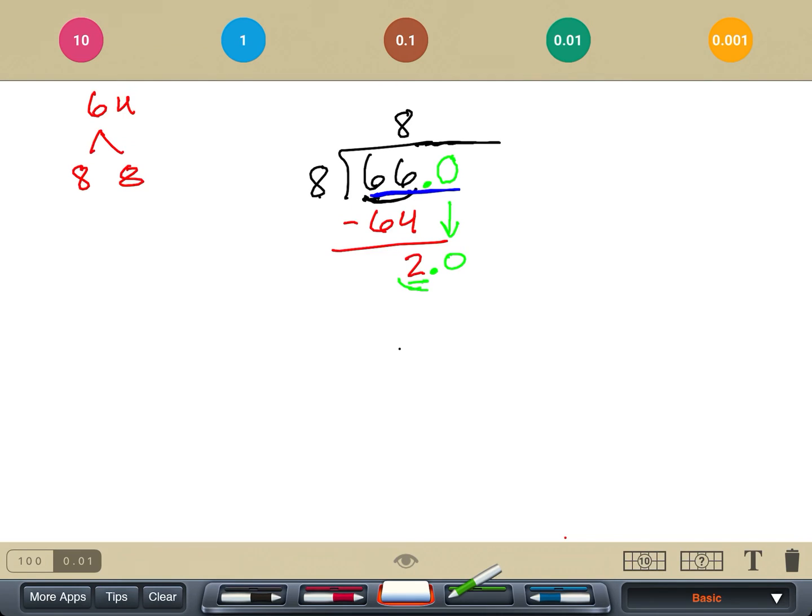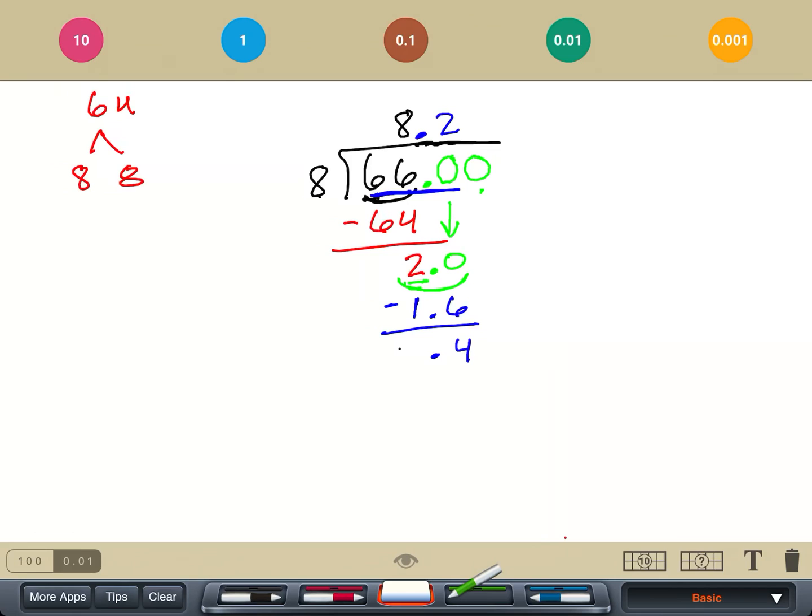So now I can bring this down. And rather than calling this 2 ones, I can call this 20 tenths. If I had 20 tenths, I could definitely divide them into 8 groups. How many could I put in each of those groups? Well, I know that 8 times 2 is 16, and 8 times 3 is 24. So the closest I can get is to put 2 tenths in each of those 8 groups, and I would have used up 16 tenths. I still have 4 tenths left. Oh, we were so close.